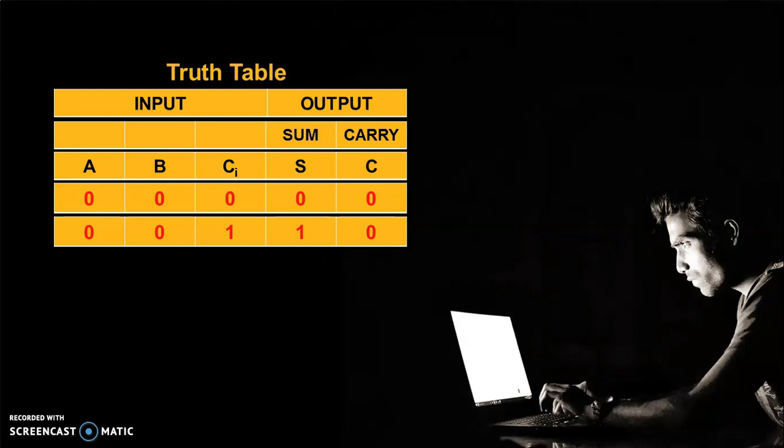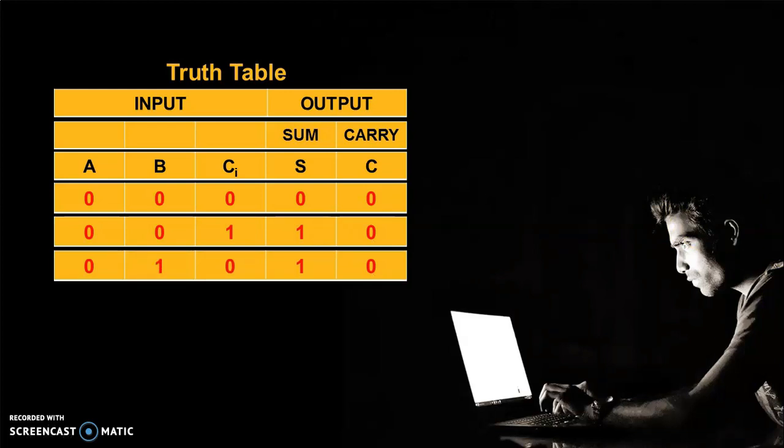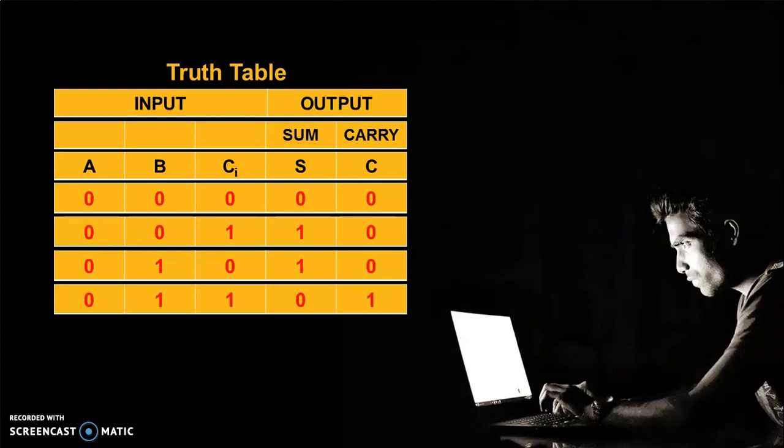Again we consider input condition 0 1, first with previous carry 0. So sum is 1, 0 plus 1 plus 0. Sum is 1 and carry is 0. We consider the 0 1 condition with previous carry as 1. So sum is 0, 0 plus 1 plus 1. So 1 plus 1 is 0 and we have carry 1.